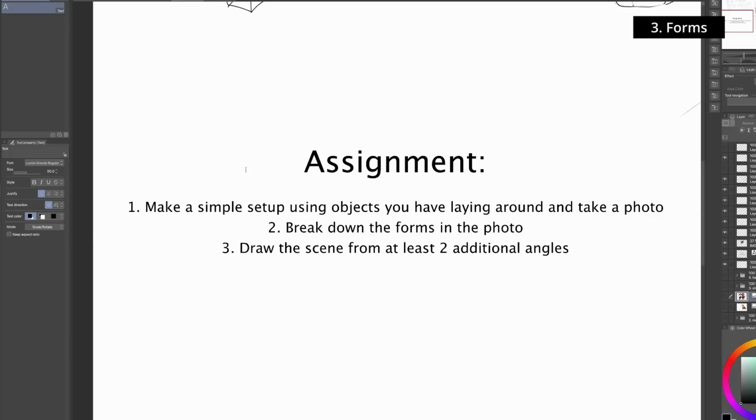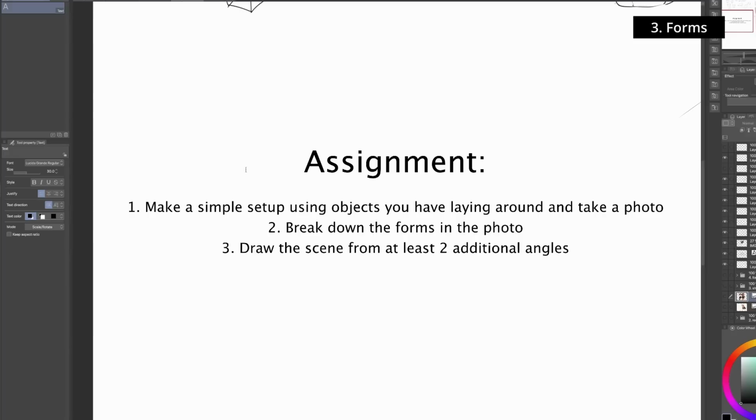You can make this as simple or as complex as you want. Just make sure to use objects that can easily be broken down into basic forms like books or jars or mugs, and be as minimal or as complex as you want, depending on how much you want to challenge yourself. If you're new to this subject, I suggest just doing one or two objects and starting from there. So you make a simple setup using objects you have, and then take a photo, break down the forms in the photo, draw through those forms.